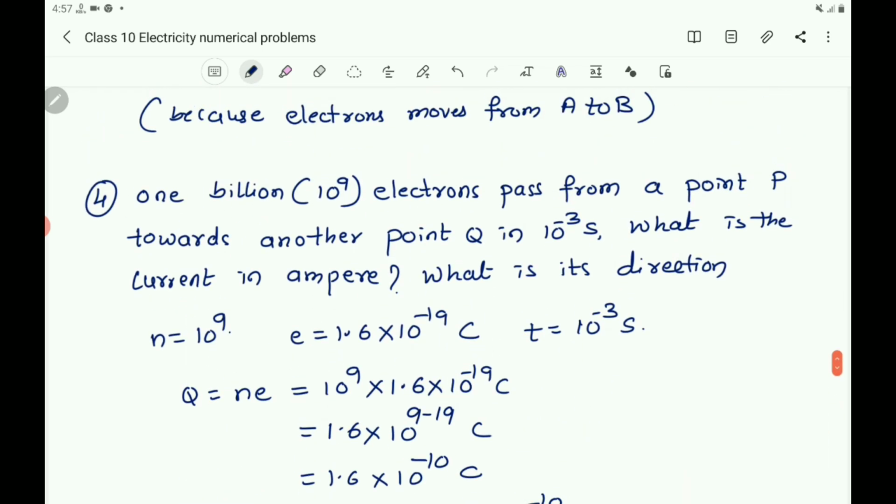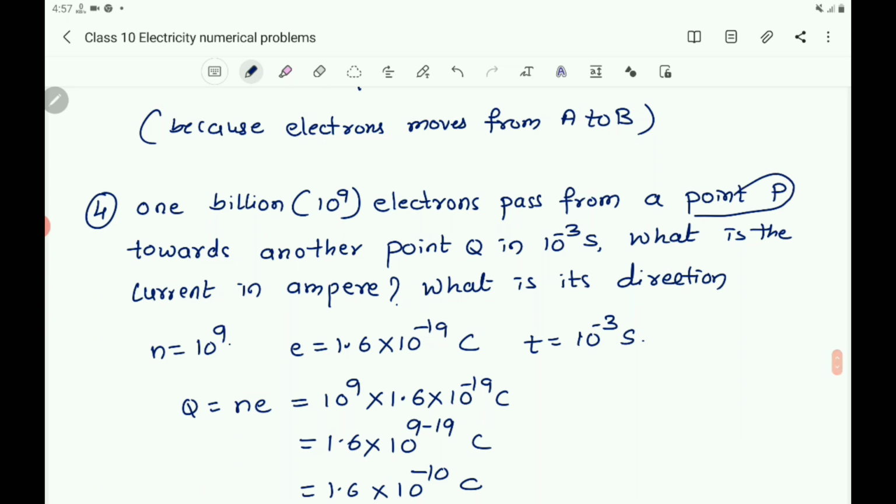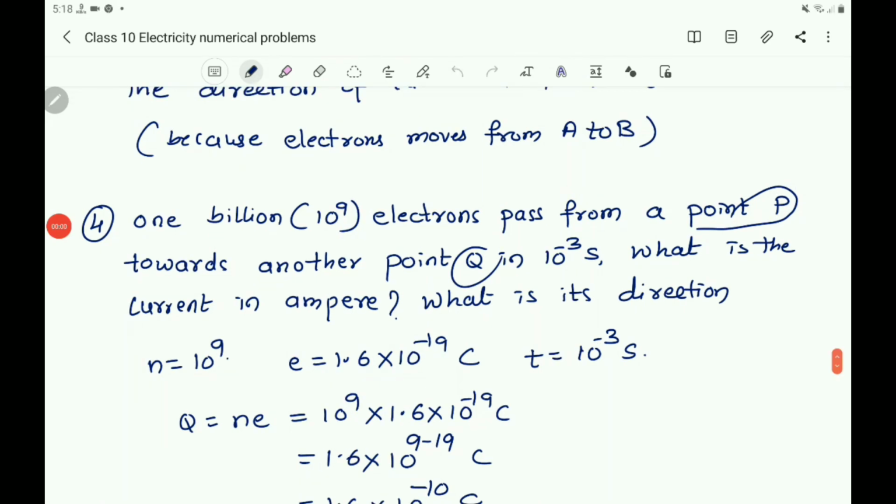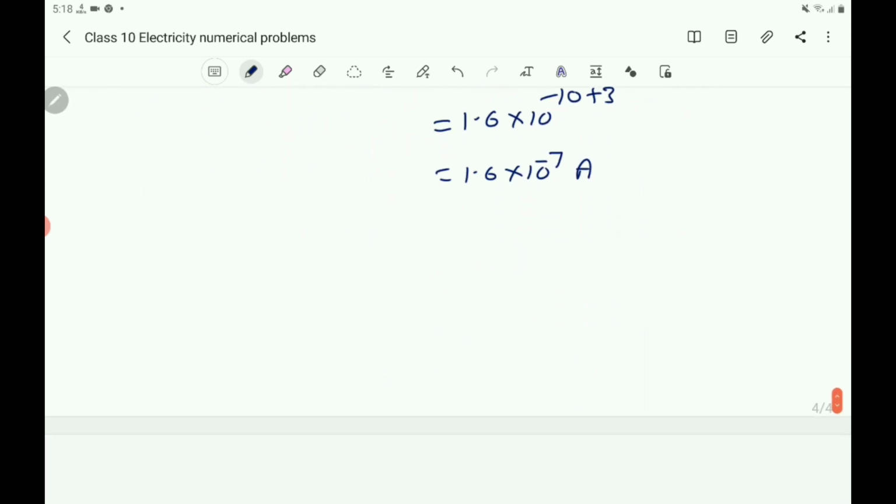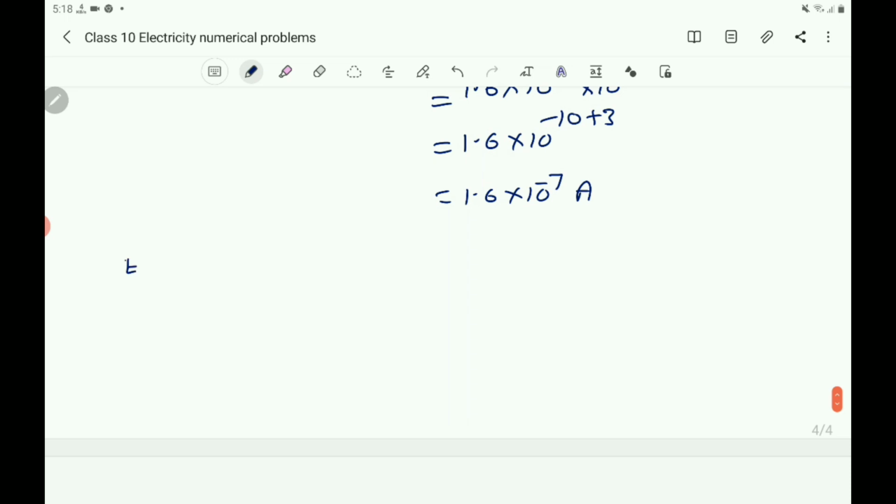And here the electrons move from point B to P to Q. So the electric current moves in the direction Q to P. So you write the electric current flows in the direction from Q to P. That is the answer. Next question let us take.